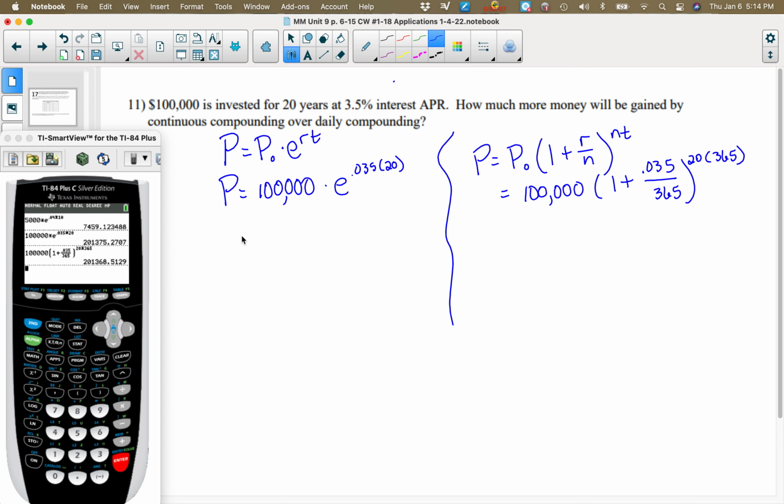So for this first one, we get $201,375.27. And for this second one, we get $201,368.51. And the question is, how much more money do you get by compounding continuously? If you subtract those, you find that you get $6.76 more. So obviously, not a big deal, not a significant amount.